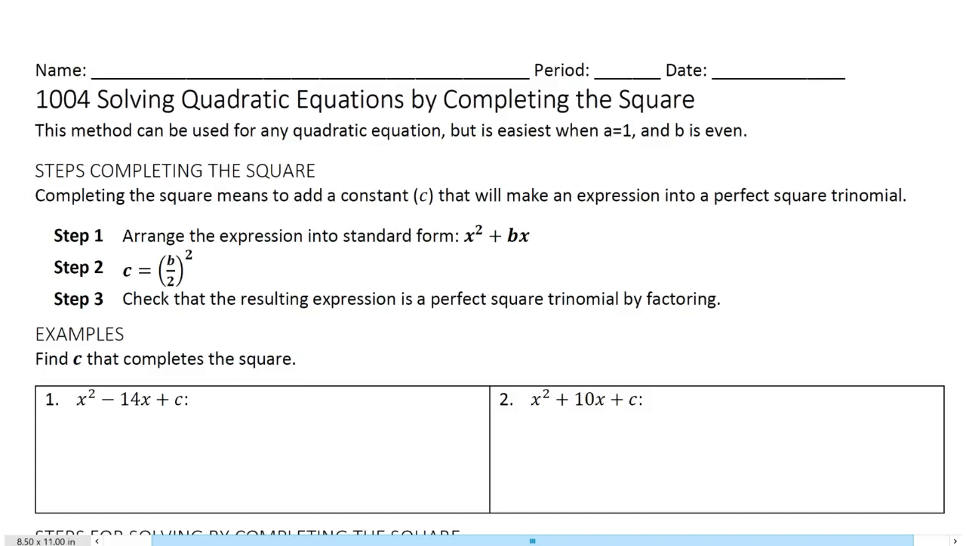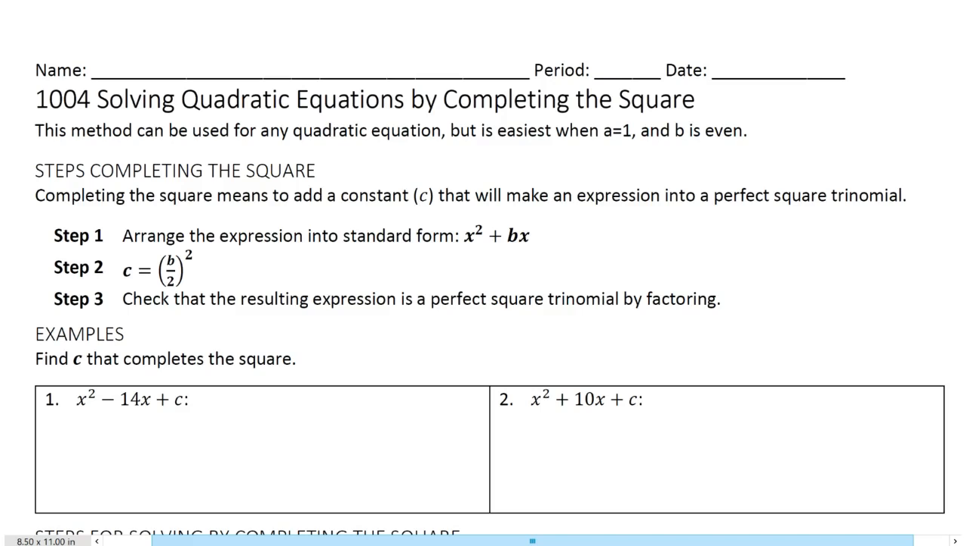Solving quadratic equations by completing the square. This method for solving quadratic equations works for all quadratic equations but is easiest if a is equal to 1 and b is an even number. First, you must understand what it means to complete the square.